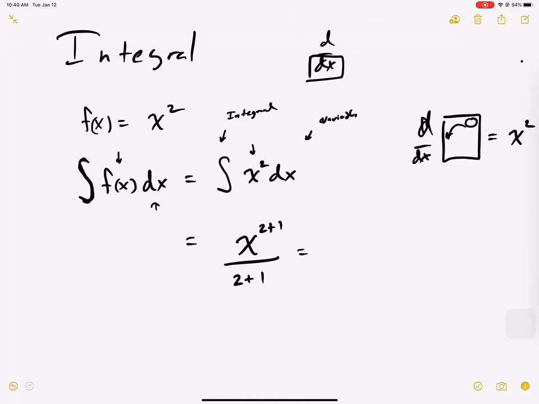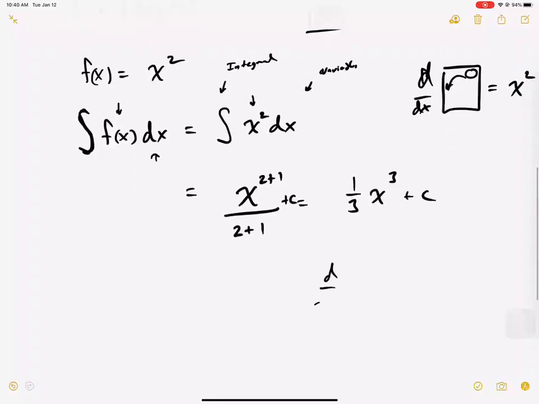Now, let's see if this worked out. We have 1 over 3 x cubed. I'm going to include one more thing here. I'm going to write a plus c here, and we'll talk about it a little while later. Plus c, it is very important that we write a plus c. We'll mention that again in just a little bit. But I want to make sure that this worked. Let's go ahead and take the derivative now of 1 over 3 x cubed plus c, where c is a constant. That is what we call a constant.